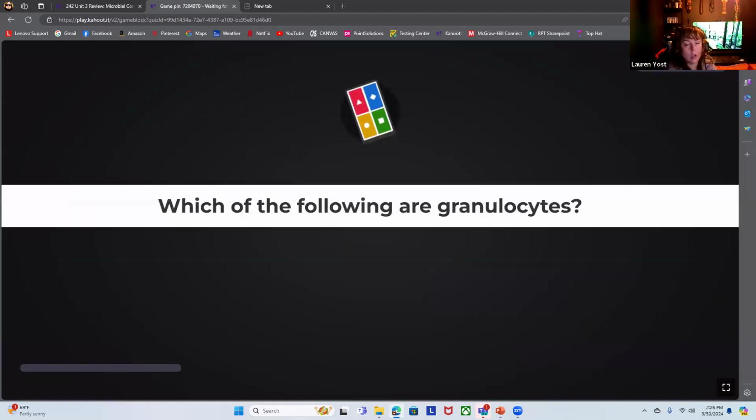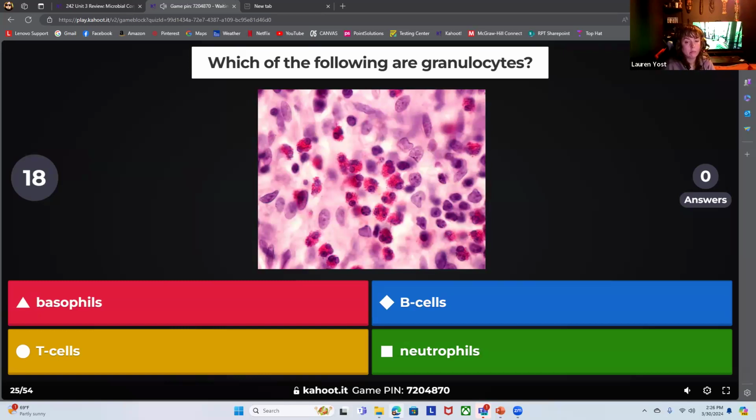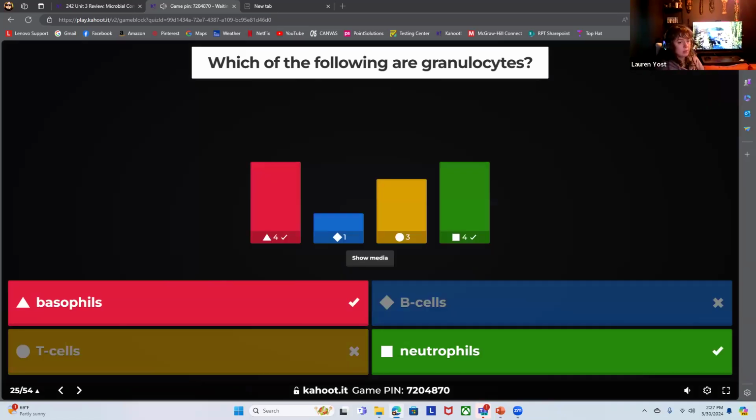All right. Which of the following are granulocytes? Could be more than one. Remember, we stain cells and do a blood smear and then see if there are granules or not. Granulocytes have visible granules. Agranulocytes do not. Mast cells, which we talk about when we're talking about allergies, have granules. You can remember that because we know they release histamine, and that's what's in granules.